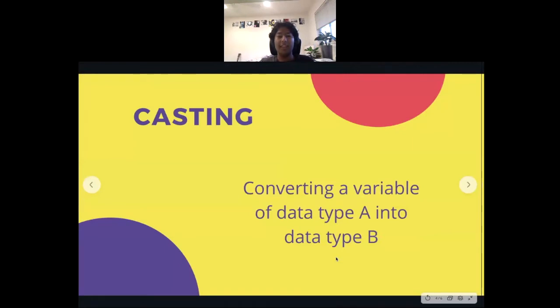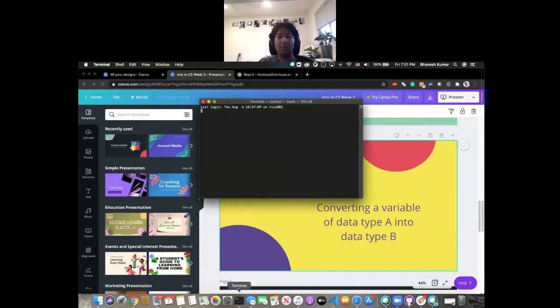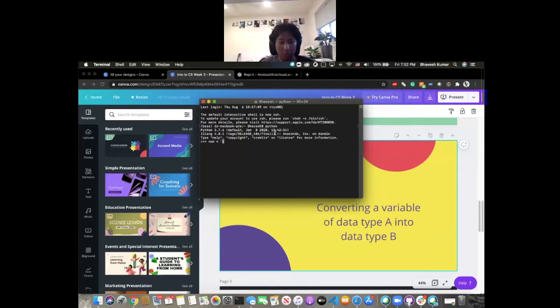So as you know, casting in a sense means to convert a variable of data type A into data type B. If I were to show you this in practical life, I'd go to terminal and I'd do something like this in a Python script. So if I were to create a variable called num equals, in quotation marks, 3, which tells us that this number variable should be a string variable. So if we write type num, we can see that it's a string variable.